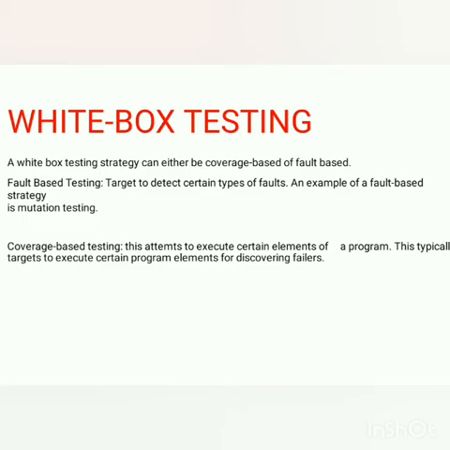Black box testing, which is the counterpart of white box testing, does not look at the internal structure and framework of the application; rather, it evaluates the quality of the system from the perspective of the end users. A white box testing strategy can either be coverage based or fault based. Fault based testing aims to detect certain types of faults. An example of a fault based strategy is mutation testing. Coverage based testing attempts to execute certain elements of a program, typically to discover failures.